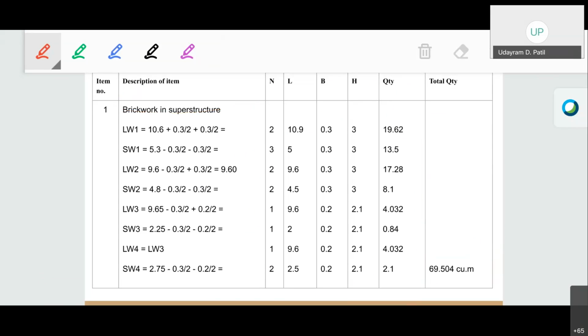58.3 is the quantity of the main wall. Calculate the total quantity of the brickwork, considering the front veranda and back veranda. The total quantity should be 69.504 cubic meter, because as per the long wall short wall method we calculated the same quantities, so it should coincide with and be the same as the long wall short wall method. Both should give the same quantity.